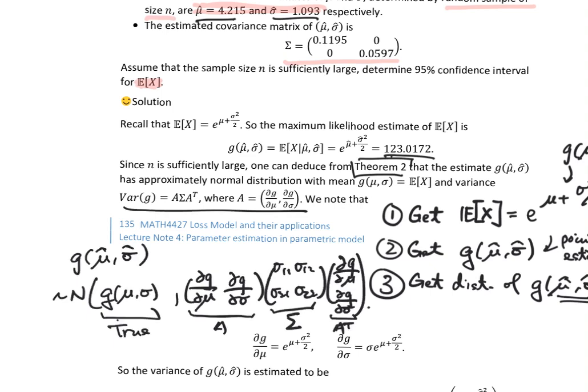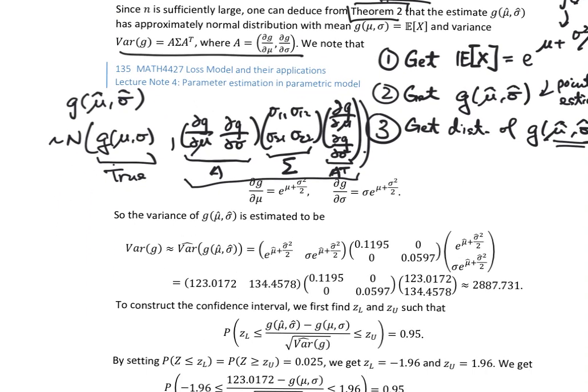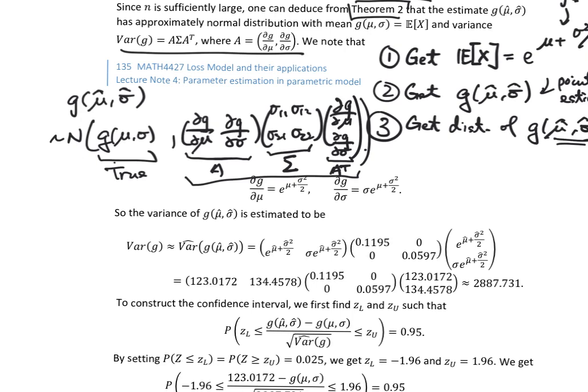Now the next thing: in order to get your confidence interval, you try to calculate this variance. To calculate this variance, you just follow the formula that you have here. First of all, for the middle one, the covariance matrix, we already know that this one is 0.1195 and then 0.059700.